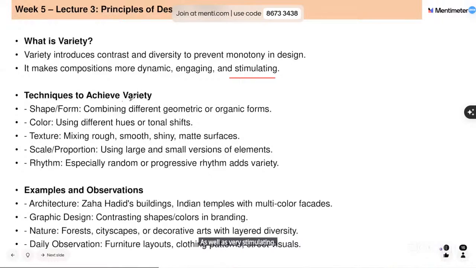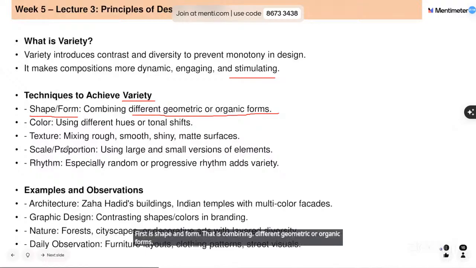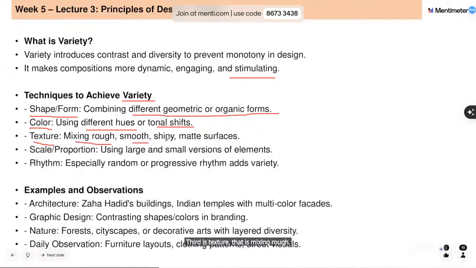What are the techniques to achieve variety? First is shape and form, that is combining different geometric or organic forms to create a composition having variety. Next is color, that is using different hues or tonal shifts. Third is texture, that is mixing rough, smooth, shiny, matte surfaces together to create a composition, which means there's a lot of variety of texture in that particular composition.